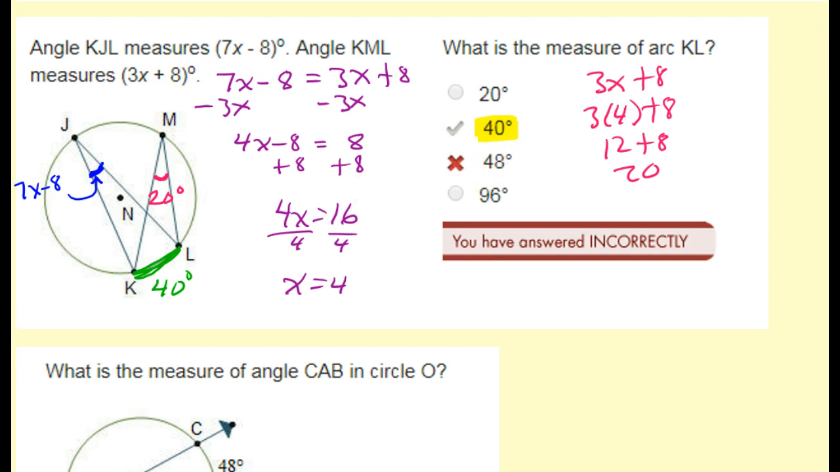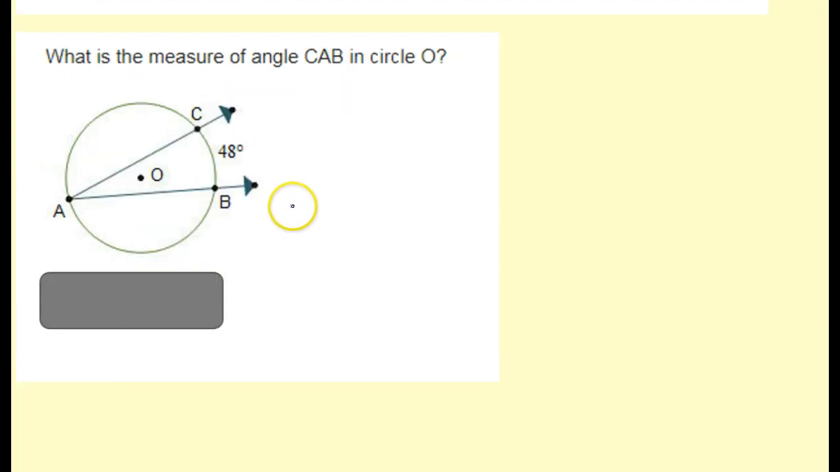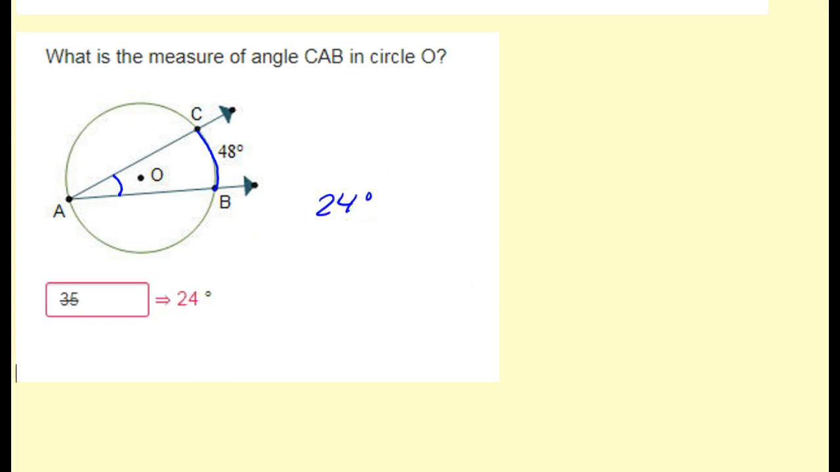Kabam! Okay, so after the more challenging problems we've already done, this problem is trivial. What's the measure of angle CAB? Well, this is an inscribed angle, so it should be half of the intercepted arc. So it should be 24 degrees. Kabam.